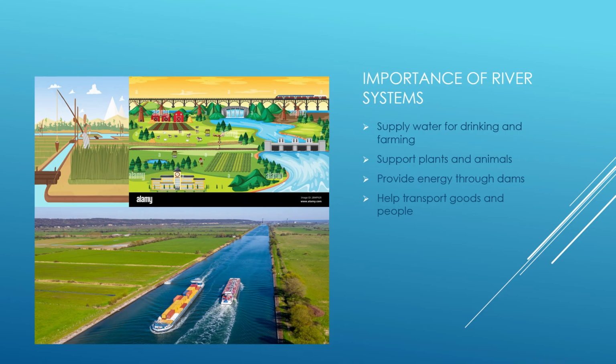So now we look at the importance of a river system. River systems are very important to both people and nature. They supply water for drinking, farming, and industry. They support plants, animals and fishing, and also create natural habitats. Rivers are also used for things like transport, recreation, and producing hydroelectric power from dams. Without river systems, life and agriculture would not be possible in many parts of the world.